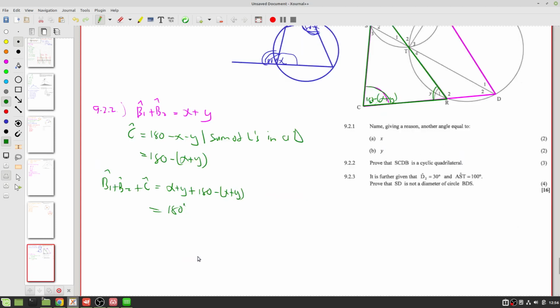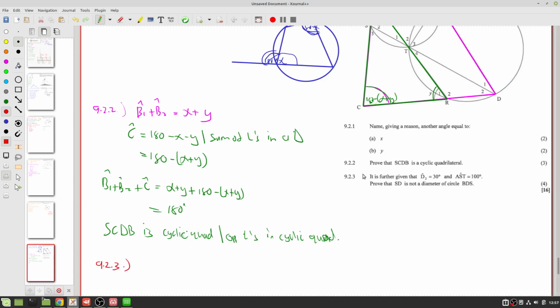And our reason, so let's just write that down. We want to say SCDB is a cyclic quadrilateral, a cyclic quad. And our reason is, again, opposite angles in a cyclic quadrilateral. Right, so opposite angles in a cyclic quadrilateral sum to 180. We showed that it sums to 180, which means this is a cyclic quadrilateral. Great. Then on to question 9.2.3.